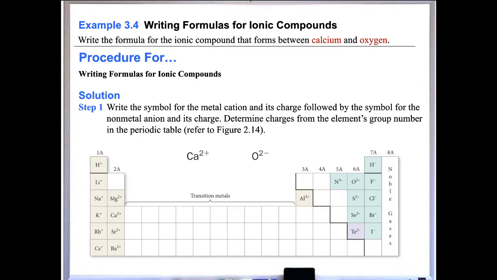The first thing we want to do is go to our periodic table and find our two elements. Let's look for our metal first, calcium. We come to group 2 here, there's calcium. Then oxygen, we know is going to be over here on the right-hand side, and it's right there. Then we want to write the charge that's generally associated with those. If I'm in group 2, it's going to be 2 plus. And for oxygen, it's going to be 2 minus. Easy enough. And we can just write that out like this.